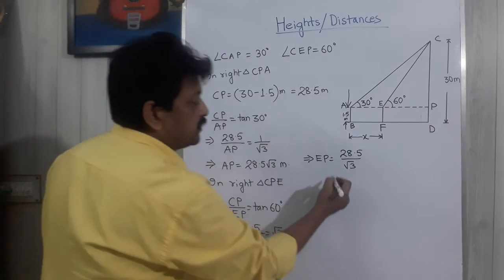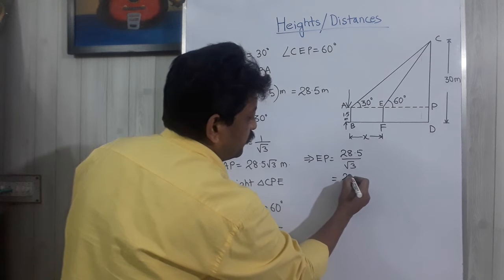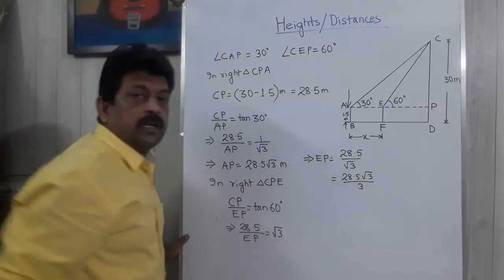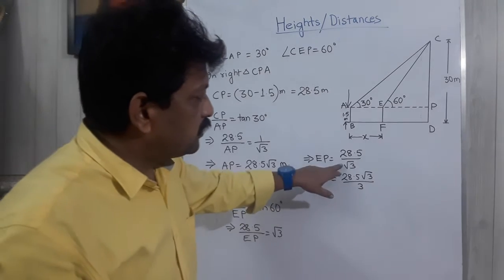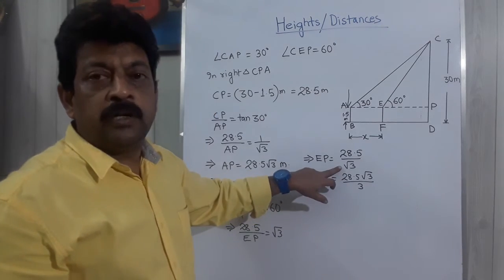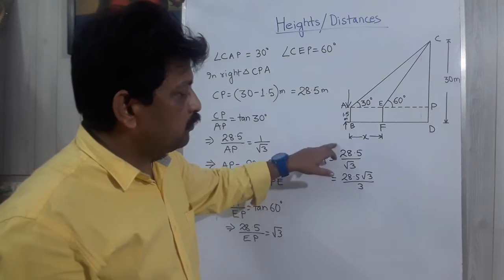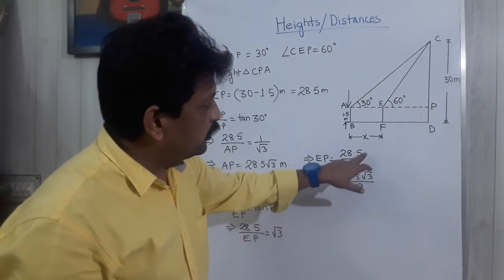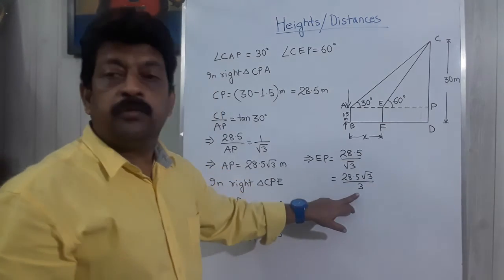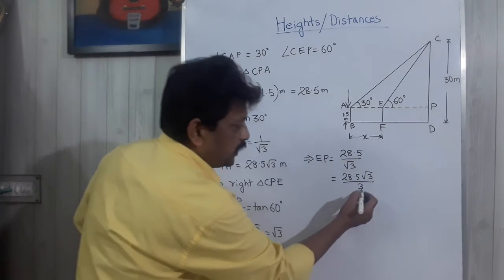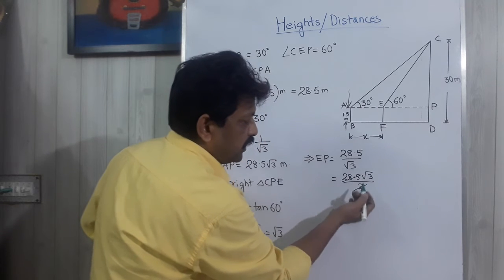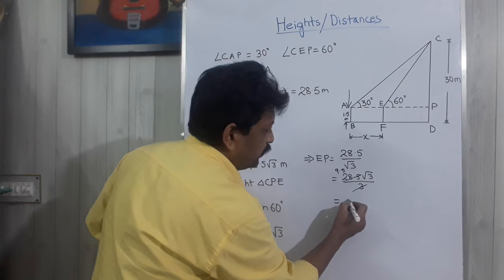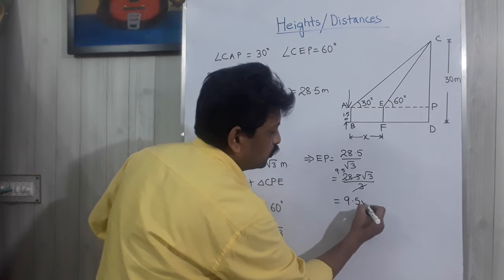So by rationalizing we will get 28.5 root 3 divided by 3. The denominator has been rationalized. So both the numerator and denominator are multiplied with root 3. So here it will be 28.5 root 3 and the denominator will be 3 only. Now we can go for cancelling. So 28.5 is divisible by 3, that gives 9.5. So EP is 9.5 root 3 meter.